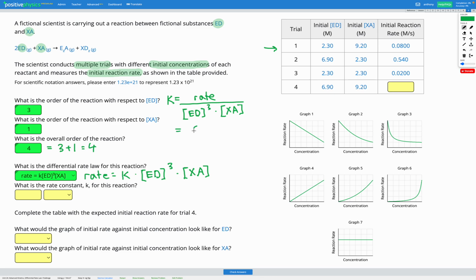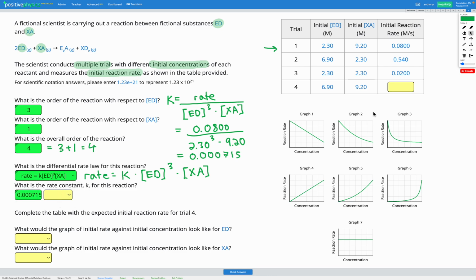So my rate is 0.0800 divided by the concentration of ED, which is 2.30, and that's cubed, multiplied by the concentration of XA, which is 9.20. If we put that in our calculator, we're going to get a rate constant of 0.000715. So let's check that to make sure we got that right. Awesome. Okay, so we know the rate constant.